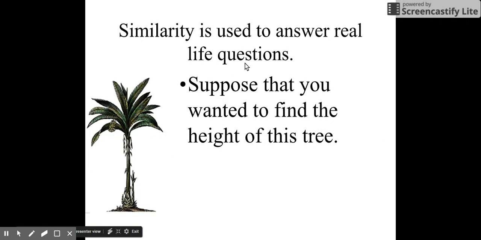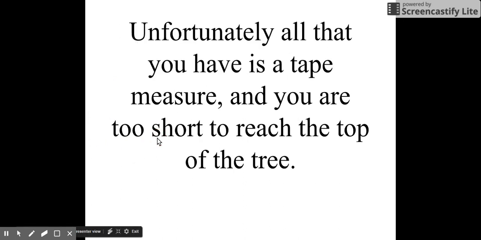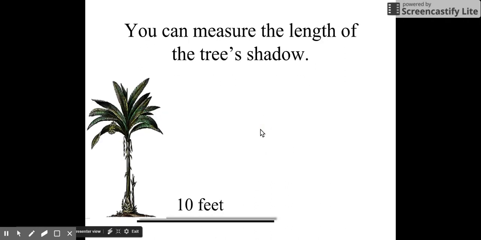Similarity is used to answer real-life questions. Suppose you wanted to find the height of this tree. Well, in order to find the height of the tree, what you would do is, yeah, that's right, you'd have to have a tape measure, and you're too short to reach the top of the tree because you're not as tall as Mr. Skinner, right?